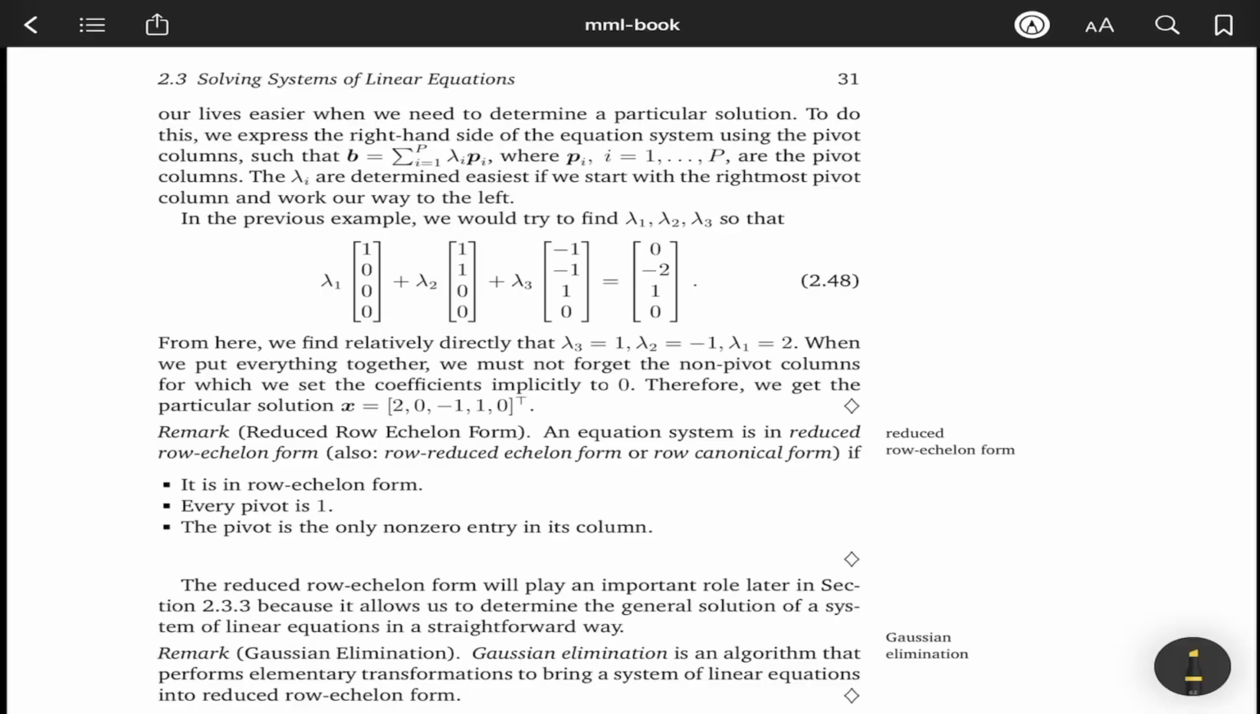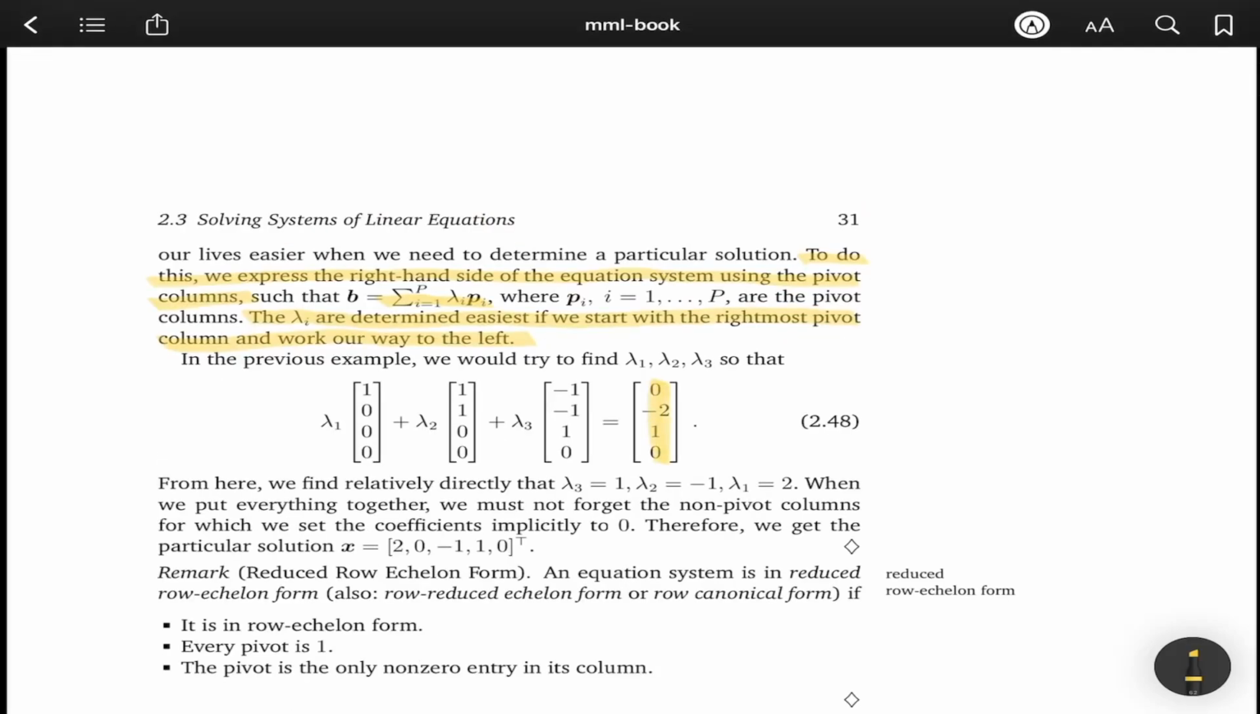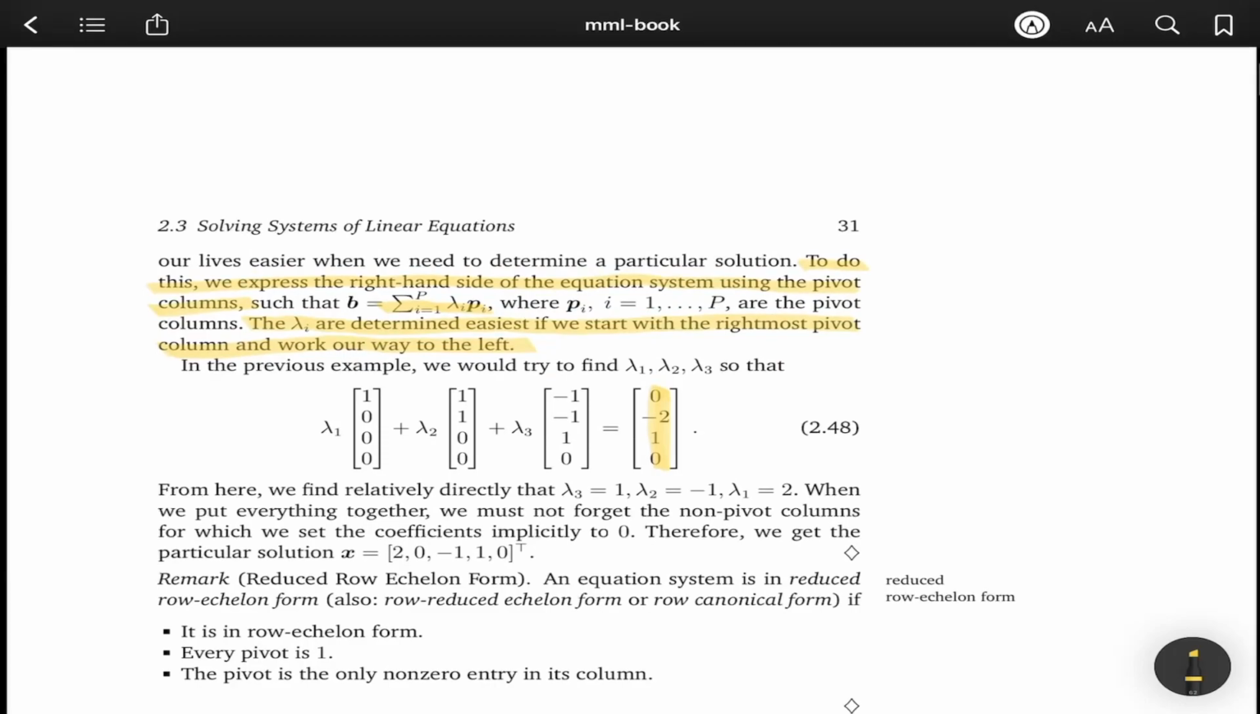a particular solution. To do this, we express the right hand side of the equation using the pivot columns, such that b equals the sum of the pivots. Okay, I'm not sure what they mean. So we have lambda 1, or basically lambda i. The lambda i are determined easiest if we start with the rightmost pivot column and work our way to the left. So here we have the solution 0, -2, 1, and 0.